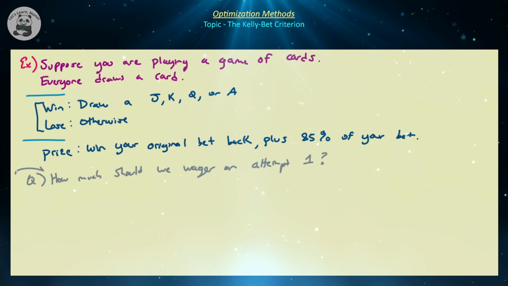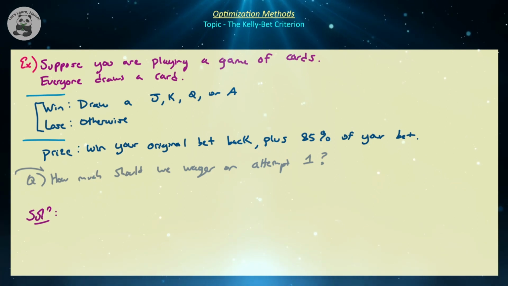So if you were to play this game over and over again, and you want to make profit, how much should you wager, assuming that you have a logarithmic utility curve? So this is, of course, a Kelly bet setup. So what is the solution? The solution is actually very straightforward.